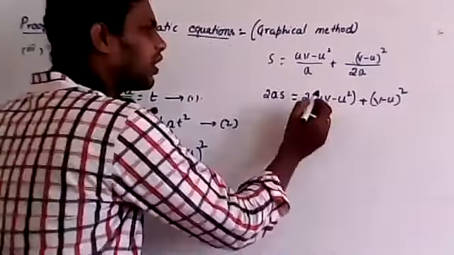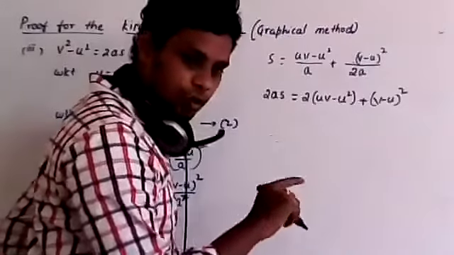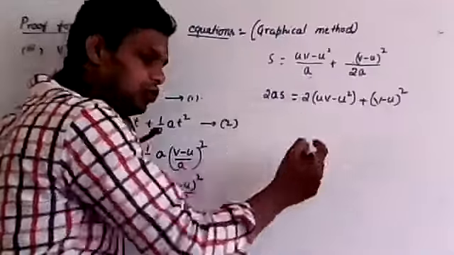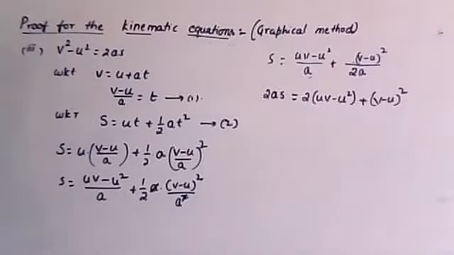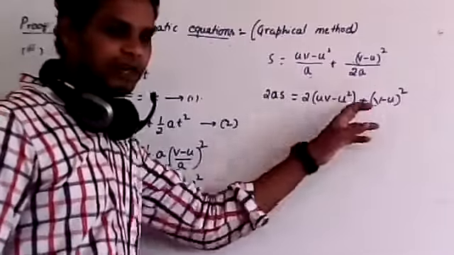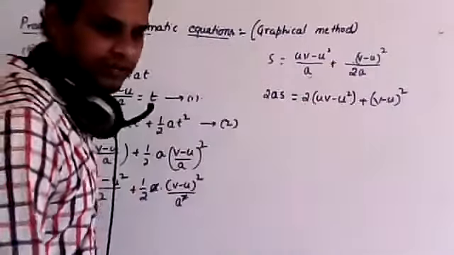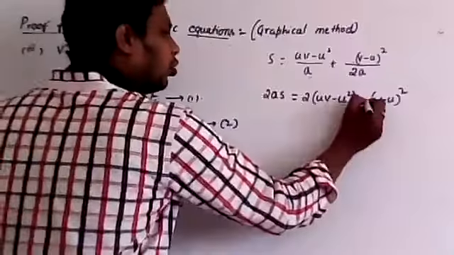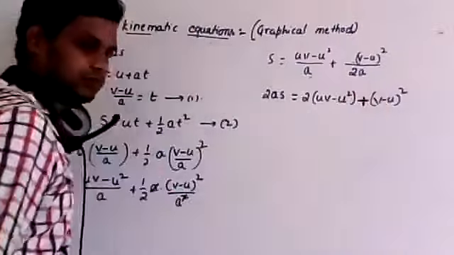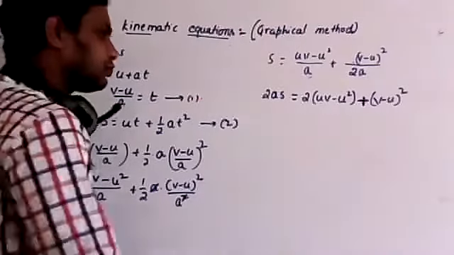Or else simply you can take LCM. LCM is 2a. So if LCM is 2a, then first term is 2, therefore 2 into uv minus u square. Then second term, v minus u whole square. The 2a will go to the left hand side, then that is 2as. Now don't cancel this 2 and this 2. Why? Because here it is plus. You can't cancel like that.